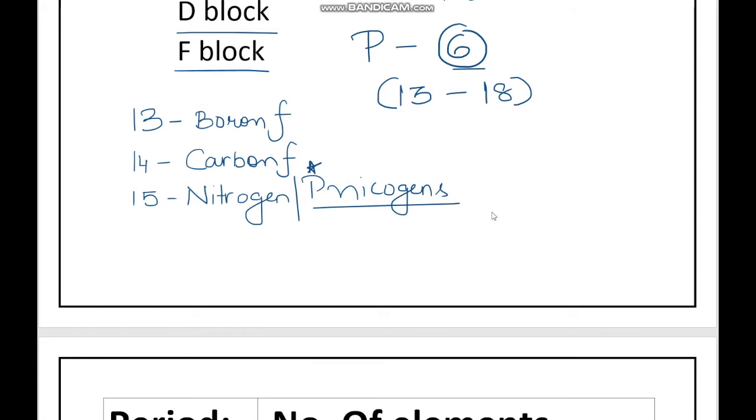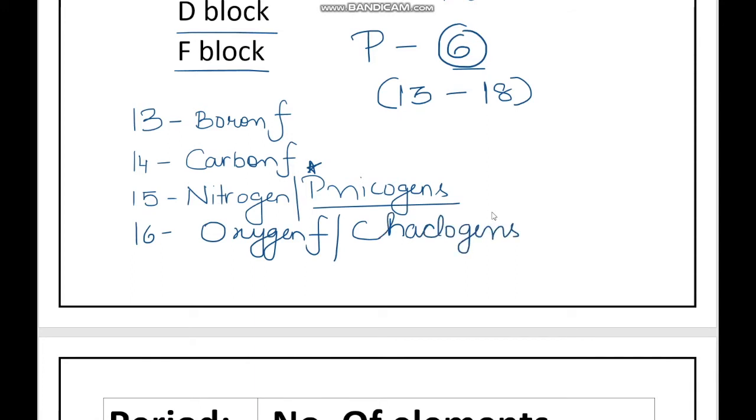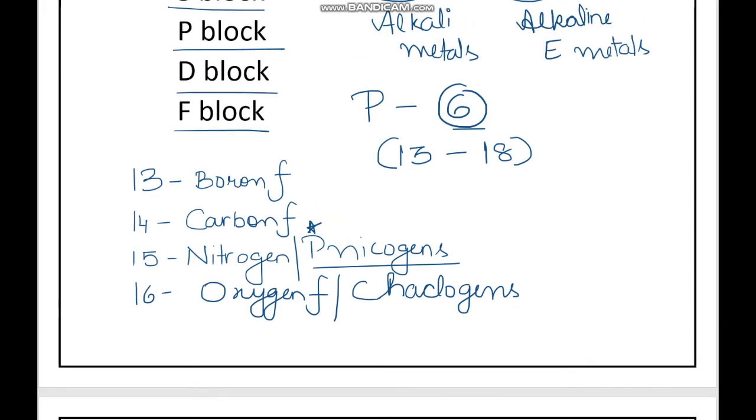Group number 16, the oxygen family. It is the oxygen family, also known as chalcogens. Chalcogens. I repeat, group number 1, that is the S block, was alkali metals.